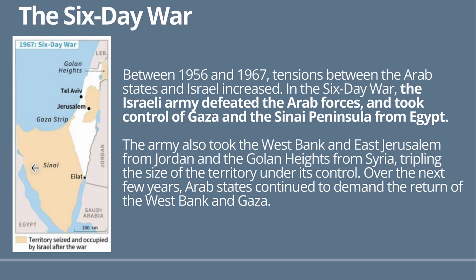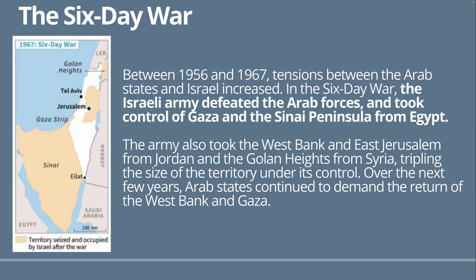The 6-Day War was a war that happened between 1956 and 57, when tensions grew dramatically between the Arab states and Israel. In the 6-Day War, the Israeli army came in and defeated the Arab forces, and then was able to take control not only of the Golan Heights, but also the West Bank and all of this area, which is known as the Sinai Peninsula. Because of that, it tripled the amount of territory that Israel would now have.